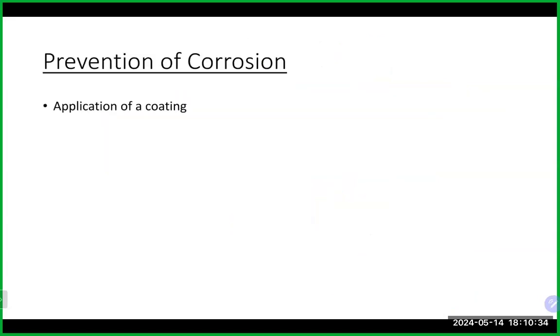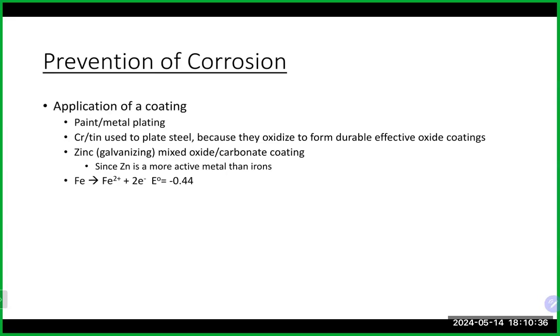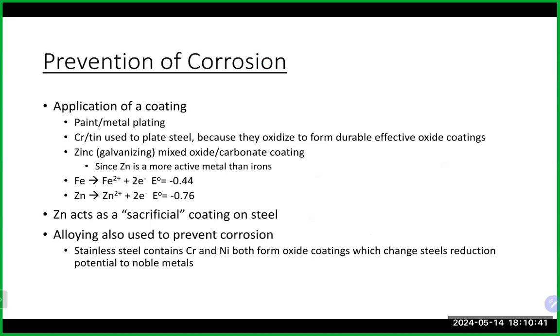Now, there are ways that we can prevent corrosion, and a couple of them are what we see here. We could apply some type of coating. You could apply paint to the metal, hence the name Rust-Oleum paint, right? To prevent rusting, all the spray cans that you can buy. You could also use chromium, and tin is used to plate steel. We can also galvanize, which is basically a mixture of oxide and carbonate coating. And since zinc is a more active metal than iron, we actually get some protection of our iron.